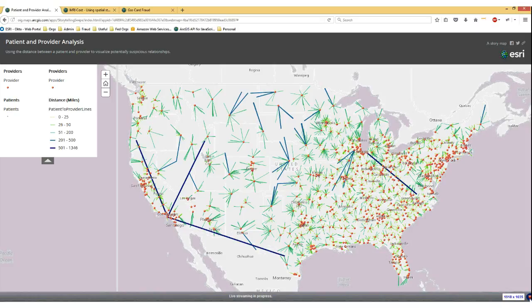So with that said, I'm going to pass it back to Mike, and we're going to talk about the second way GIS can detect fraud, waste, and abuse.